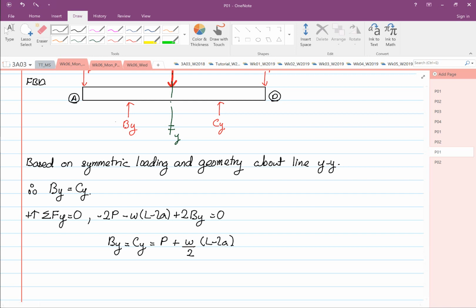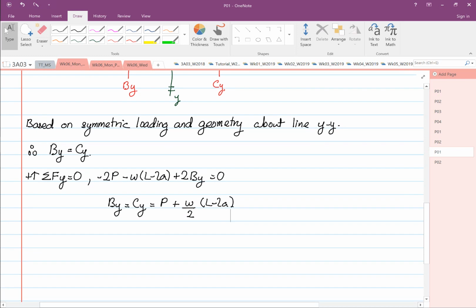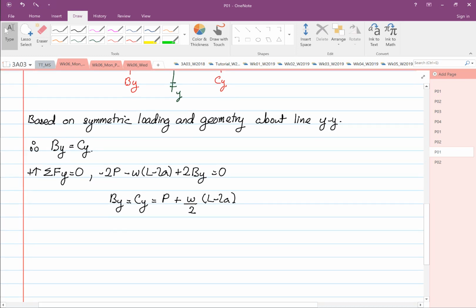Then from here, so this is one equation, and from here, we're going to form our shear force and bending moment equation.